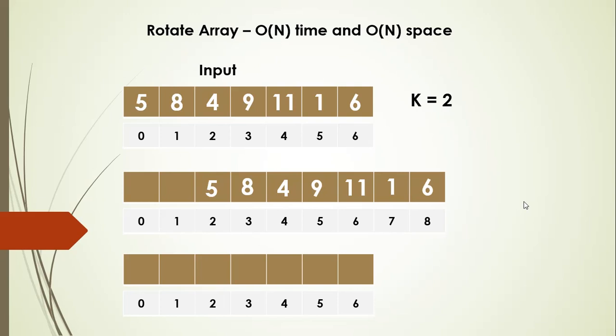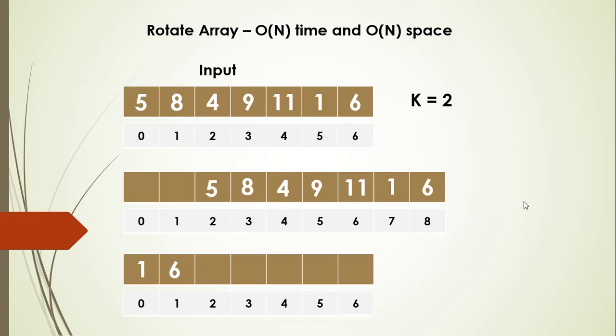So how do we get 6 and 1 to their correct positions? The index positions here are 8 and 7. When you do a modulo with the length of your array, size of array n, you get your correct position. The array size here is 7. So 8 modulo 7, you get 1. So 6 goes to the first index. In the same way, 7 modulo 7 is 0. So 1 goes to the 0th index.